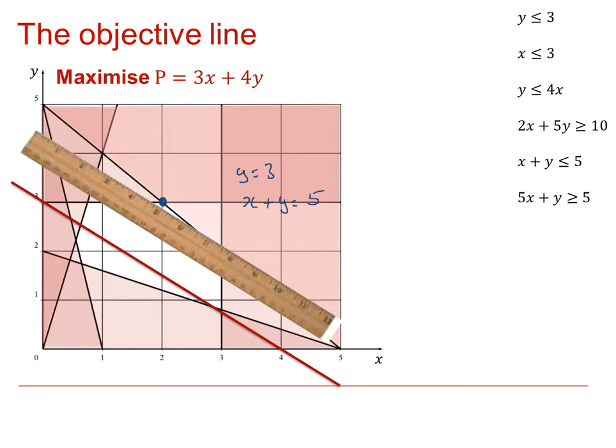So this is the point x is equal to 2, y is equal to 3, and therefore our maximum profit P must be given by 3 multiplied by 2 plus 4 multiplied by 3, which is what we had before by checking the vertices. Of course, that gives us the value 18.